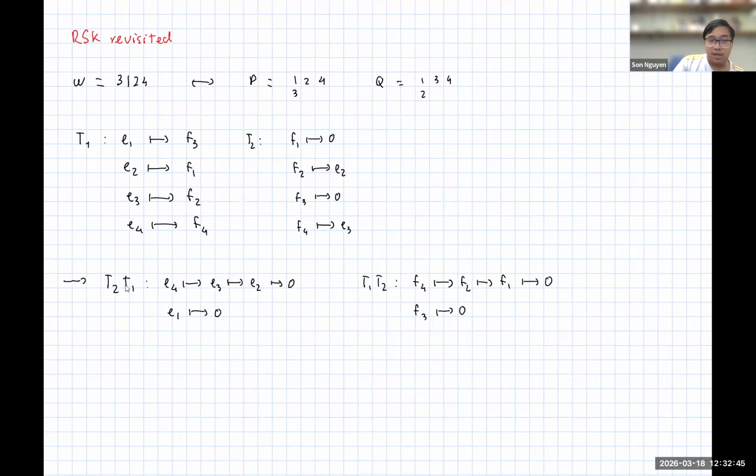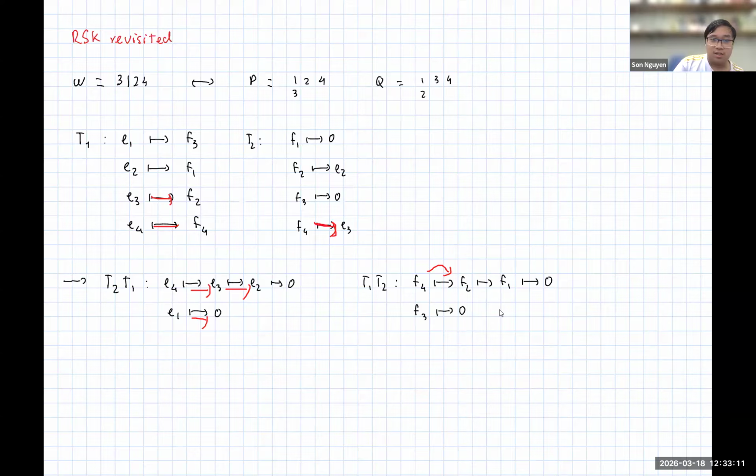And if you take the composition T2, T1, it would send E4 to F4, and then F4 will be sent to E3, so it would send E4 to E3, and E3 to E2 and 0, and it will also send E1 to 0. The other way around, I would send F4 to E3, but then E3 to F2, so I send F4 to F2, and F2 to F1 and 0, and F3 to 0.